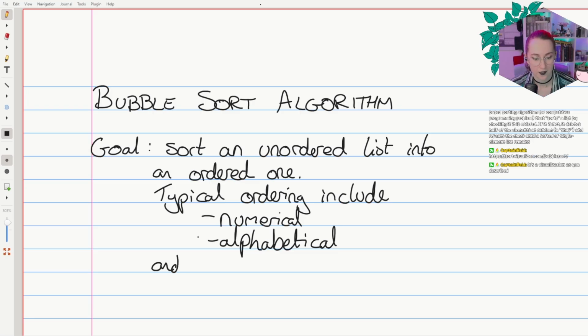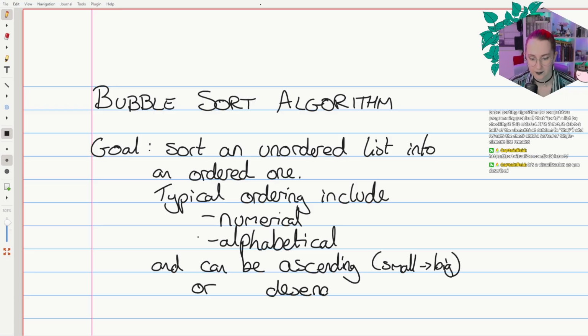And sorting can be ascending, small to big, or descending, big to small. I feel like ascending alphabetical order is the order that you normally read it in, and descending is the reverse of the order that you normally read it in. Years are a bit less obvious. But basically it's putting things in a structure, and then working out the optimal way to put those things in order.